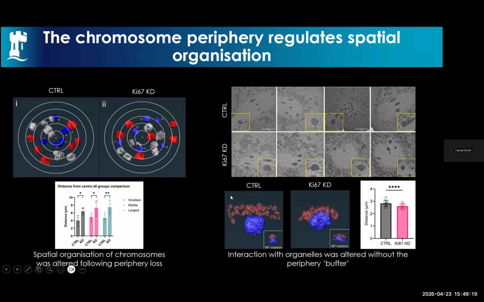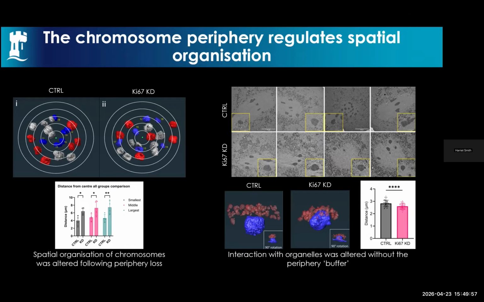That seemed to be a really clean, defined area, and there was little to no interaction between the chromosomes themselves and the surrounding organelles. When Ki67 was knocked down and the periphery was lost, those chromosomes started to encroach into that organelle-rich area. So you can see in the model here, it looks as though the organelles are starting to encapsulate that. This suggested to us that there was some sort of role of the periphery as a buffer between the chromosomes themselves and the external cellular components.